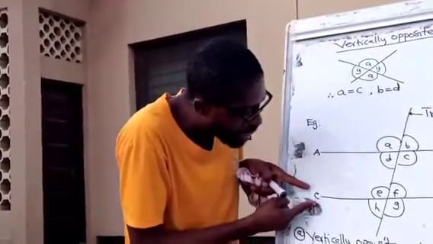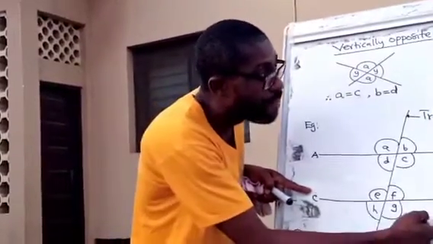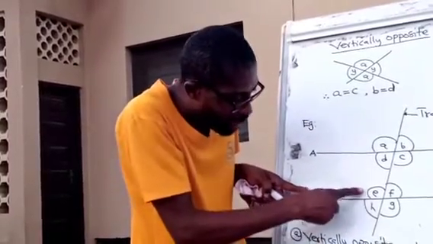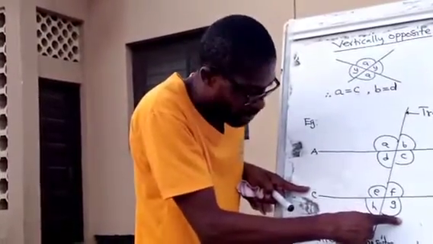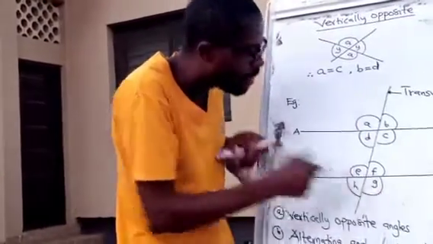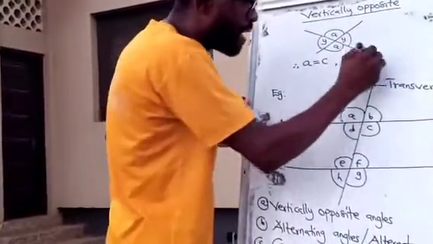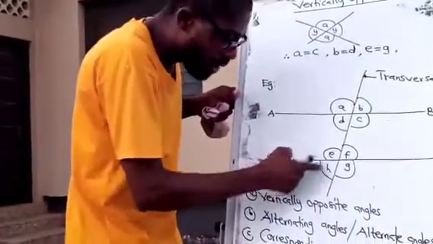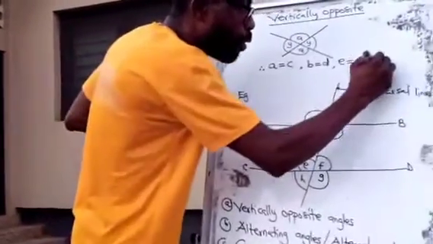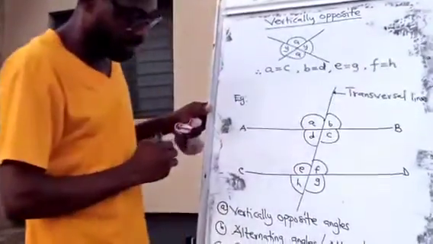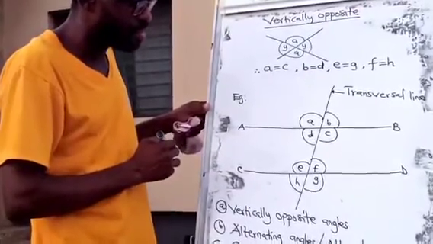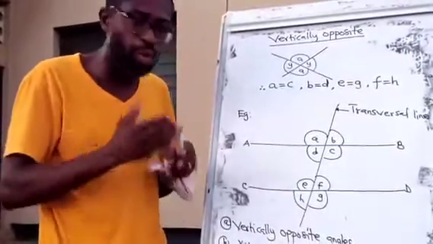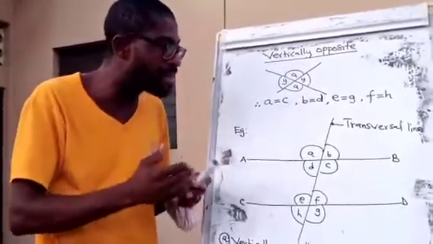Now moving down to line CD, the vertically opposite angles formed on CD also. We can talk about angle E and angle J. So we have angle E is equal to angle J. We also have angle F is equal to angle H. Vertically opposite angles, we only identify them. We do not calculate for them. They are congruent angles.